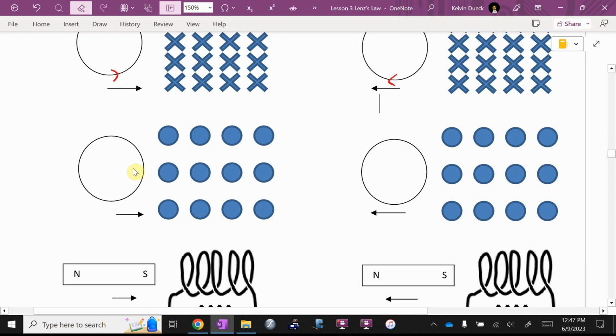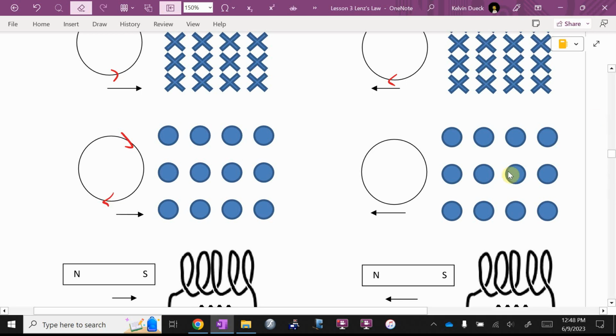Compare that with this diagram. We're going from nothing to out of the page. Our final magnetic field is out of the page. Sorry, what would resist out of the page? So point your thumb into the page. It's going to create a current in that direction.